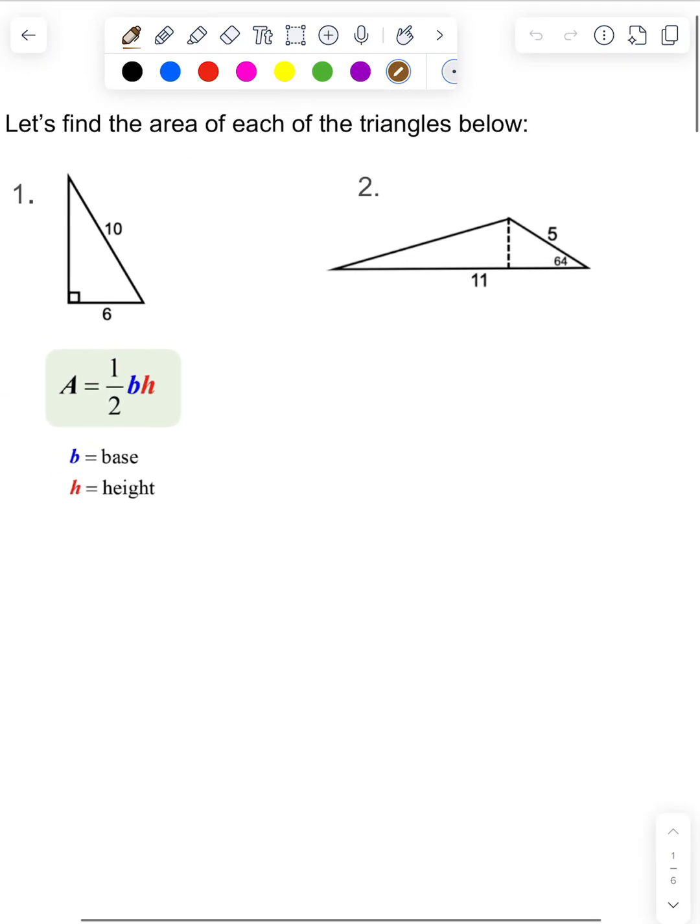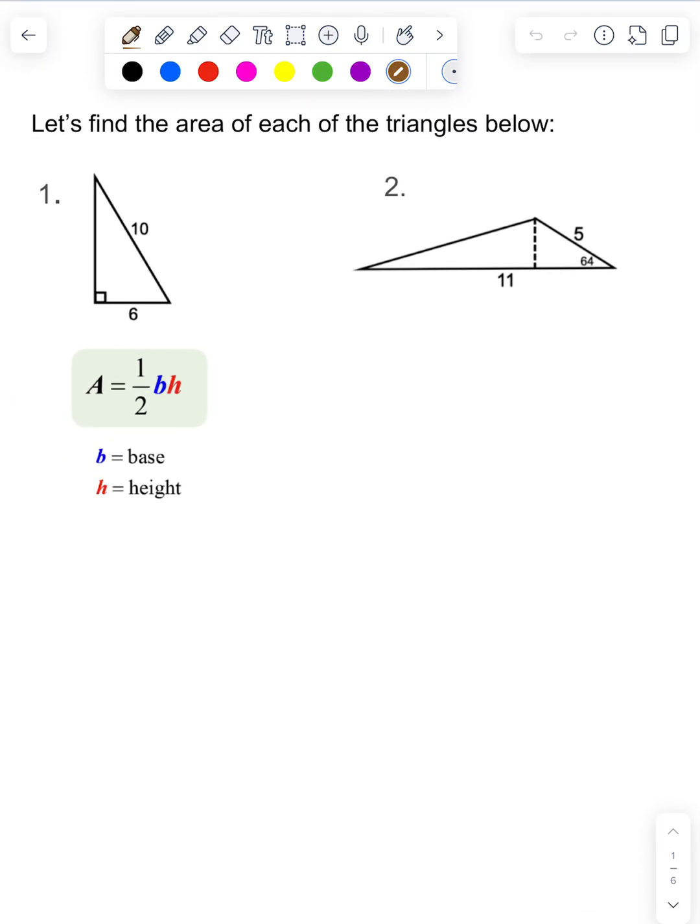In this video, we're going to talk about the area of a triangle with trig formula. But first, we're going to start off with finding the area of triangles using the regular formula, 1/2 base times height. So in the first example here, we do have a right triangle. The base and the height are super easy to find because the base is 6 and the height is just whatever this leg is.